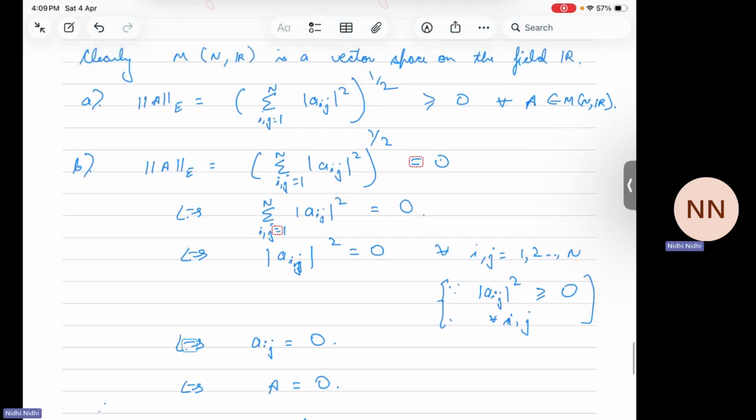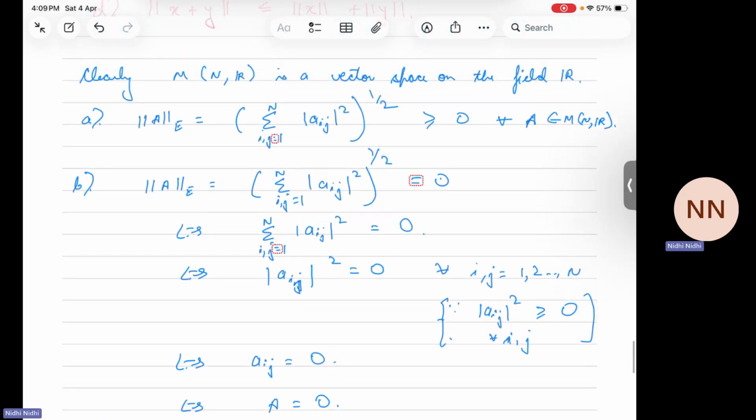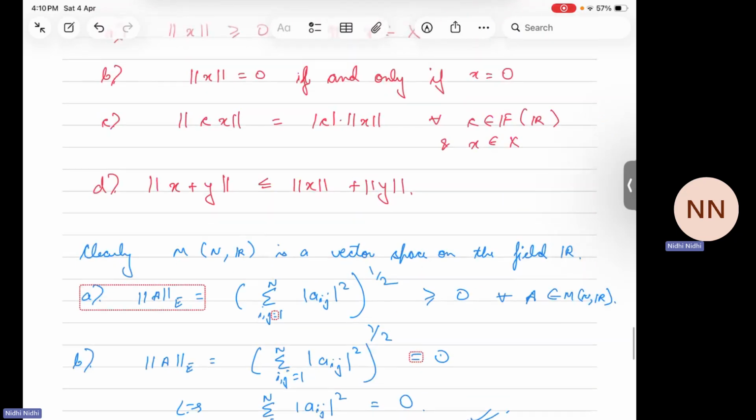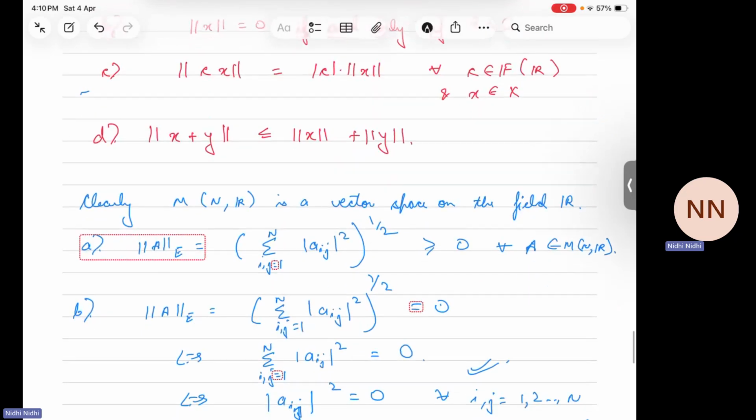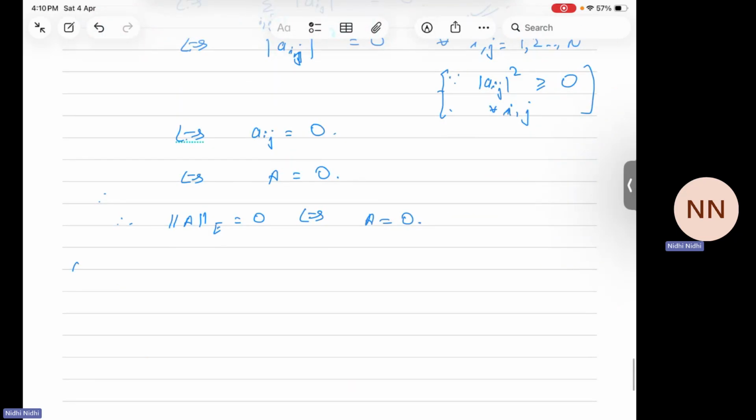I hope this part is clear. The main idea is this. Obviously the sum of positive terms can be 0 only if all the terms are exactly equal to 0. Next we need to check the property C.